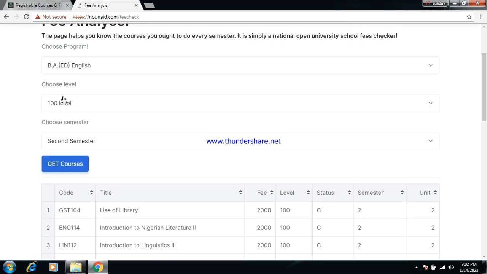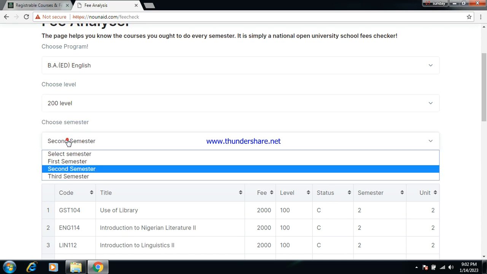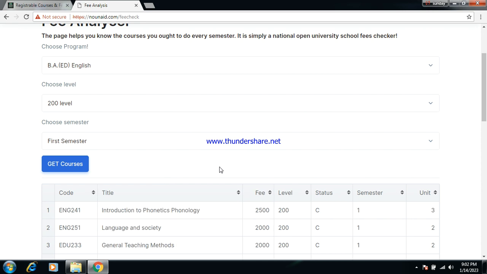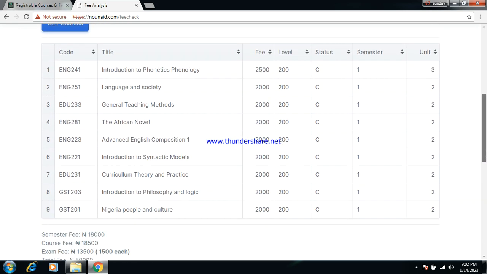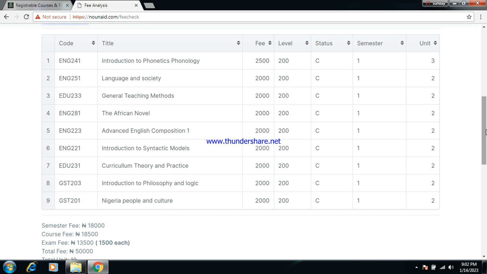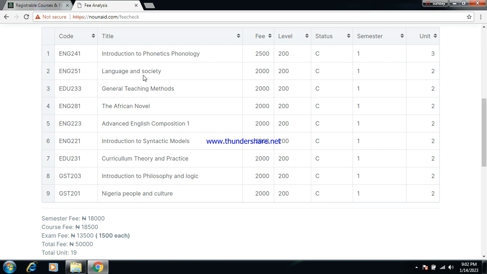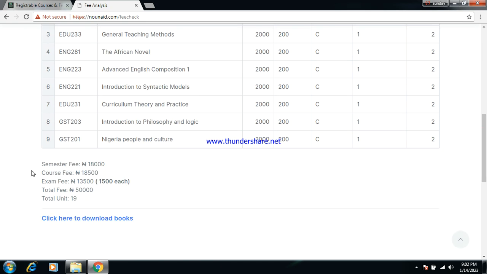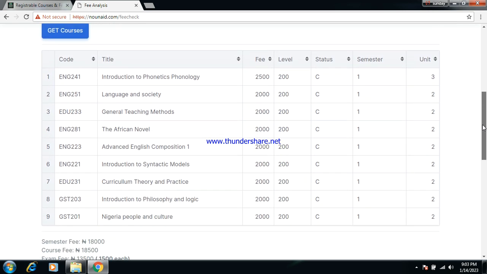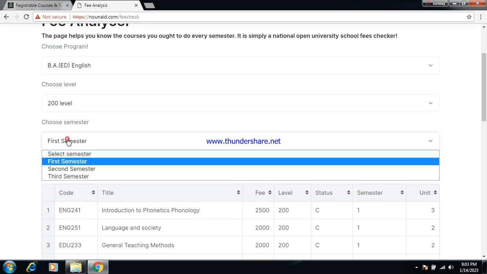And let's go to junior level. So, this is 200 level first semester. These are the courses. These are the course code, the course title, the fee, and every other thing. Now here, on the left hand side, this is the summary of the fee you're paying. Semester fees 18,000, course fees 18,500, exam fees 13,500 at the rate of 1,500 per course, total fees 50,000 naira. The unit for the semester is 90 units. These are the courses. Now let's go to second semester.